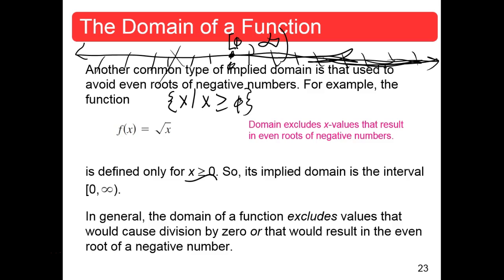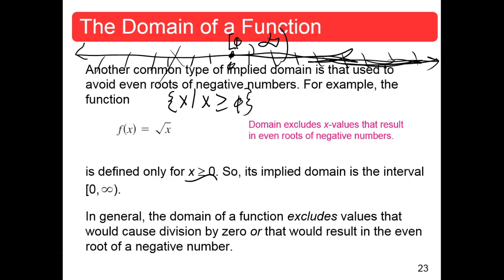In general, the domain of a function excludes the values that would cause division by 0 or that would result in the even root of a negative number. Because it's not just square roots. It can be 4th roots, 6th roots, 8th roots, 10th roots. No odd numbers like the 3rd root, 5th root. Those are fine. You can take those roots of negative numbers, just the even roots. Okay. And the index shows that.